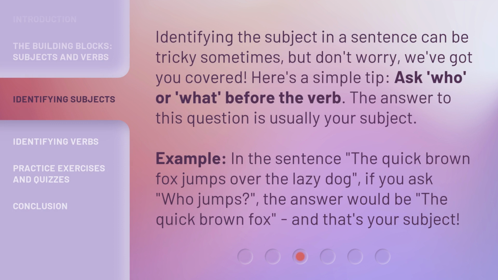Identifying the subject in a sentence can be tricky sometimes, but don't worry, we've got you covered. Here's a simple tip. Ask who or what before the verb. The answer to this question is usually your subject. Example. In the sentence, the quick brown fox jumps over the lazy dog. If you ask, who jumps? The answer would be, the quick brown fox, and that's your subject.